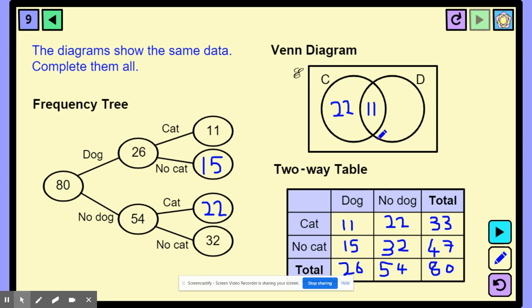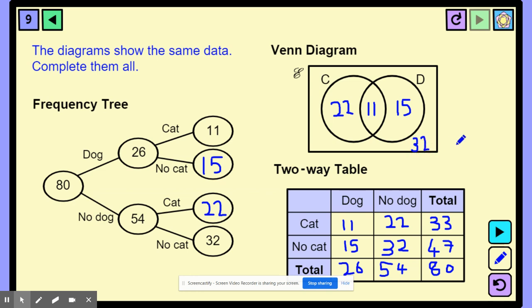Okay. And then if I think about my dog circle, I know 11 people have a cat, so they're in the overlapping part, and there are 15 people that have a dog that don't have a cat, so they are going to go in just this part here. However, this doesn't add up to make 80, so we just need to be mindful of the fact that when we add them up, we are missing the remaining 32 people that we have here that have no cat and no dog.